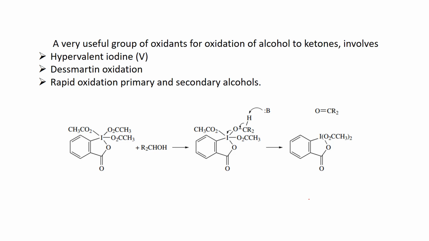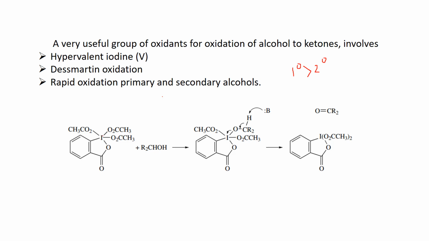Another type of useful oxidant for the oxidation of alcohol to ketone involves a hypervalent iodine. It's also called Dess-Martin oxidation. This oxidation undergoes a rapid oxidation of primary and secondary alcohol. Now suppose you already have both primary and secondary alcohol in the reaction medium. Which will react fast between primary and secondary? Obviously the primary one. If you have both alcohols in a reaction medium, 1 degree will react faster than the secondary.